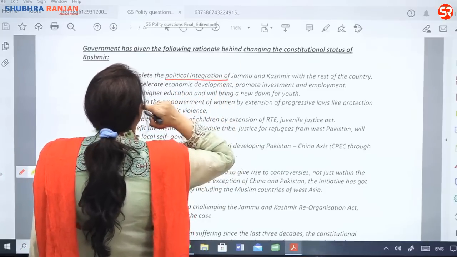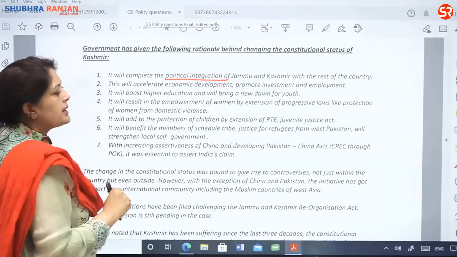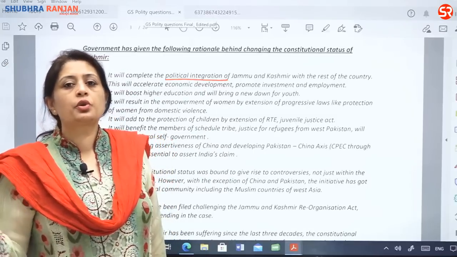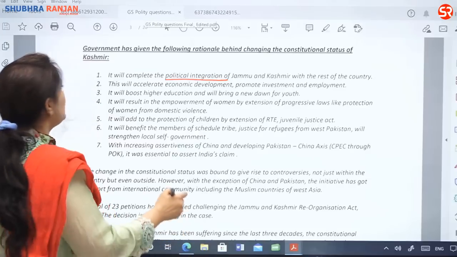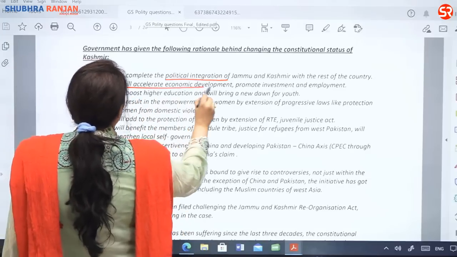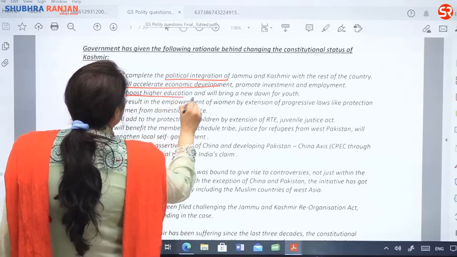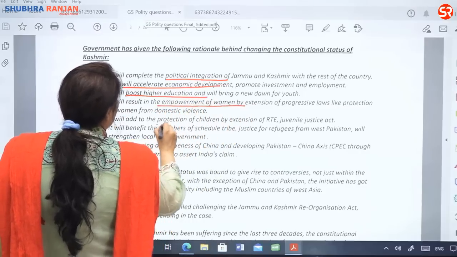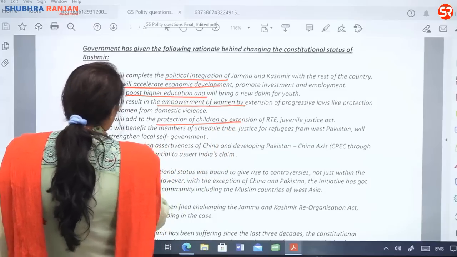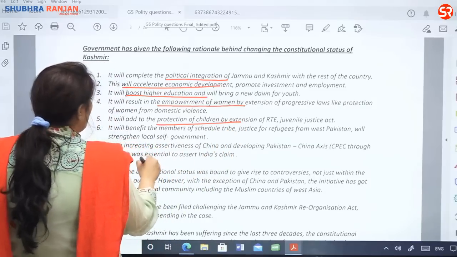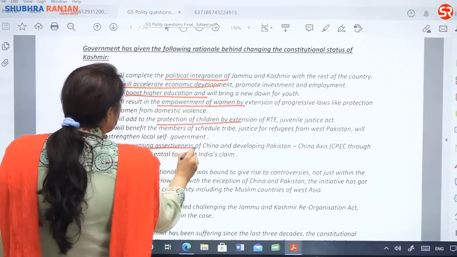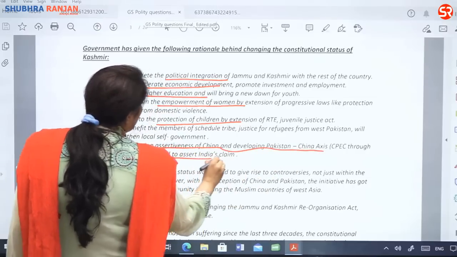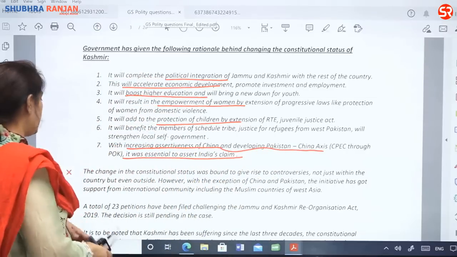These points I have taken from the affidavit submitted by the Government of India in the Supreme Court against the petitions. It will accelerate the economic development, it will boost higher education, it will result into empowerment of women, protection of children, and this point I have added on my own. With increasing assertiveness of China and developing Pakistan axis, it was essential to assert India's claim.